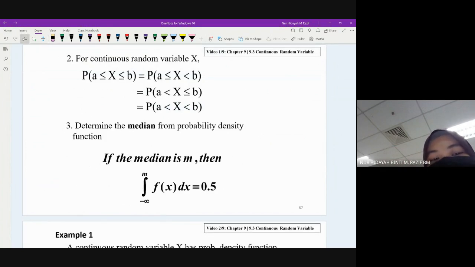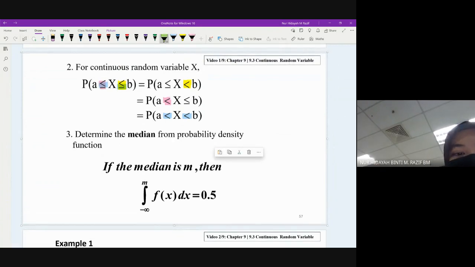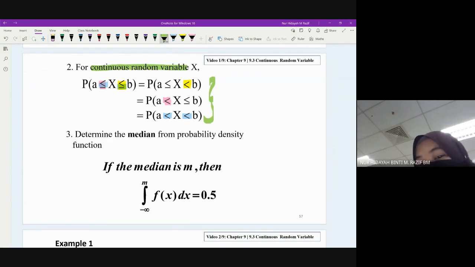So the probability of A less than or equal to x less than or equal to B should be equal to the probability of A less than or equal to x less than B. Okay, so take note notation tu berubah di sini. And that should also be equal to the probability of A less than x less than or equal to B. Ataupun dia juga mesti sama dengan the probability of A less than X less than B. Semua itu adalah equal untuk continuous random variable. So ini tolong take note continuous random variable sahaja yang semuanya adalah sama.